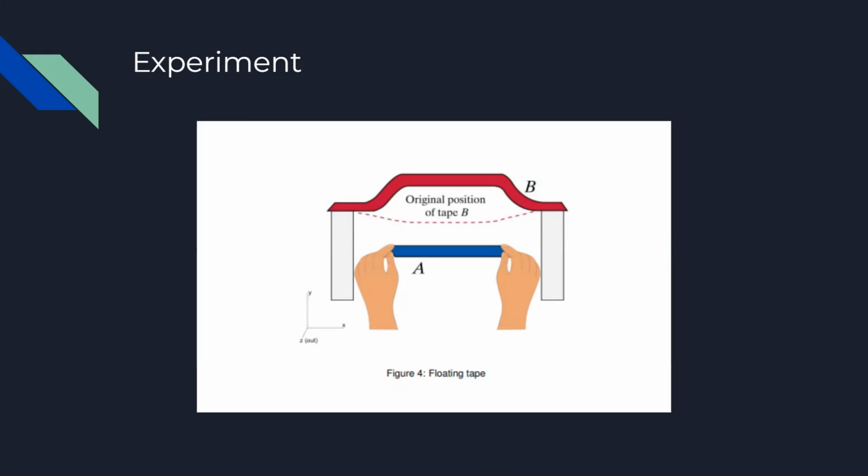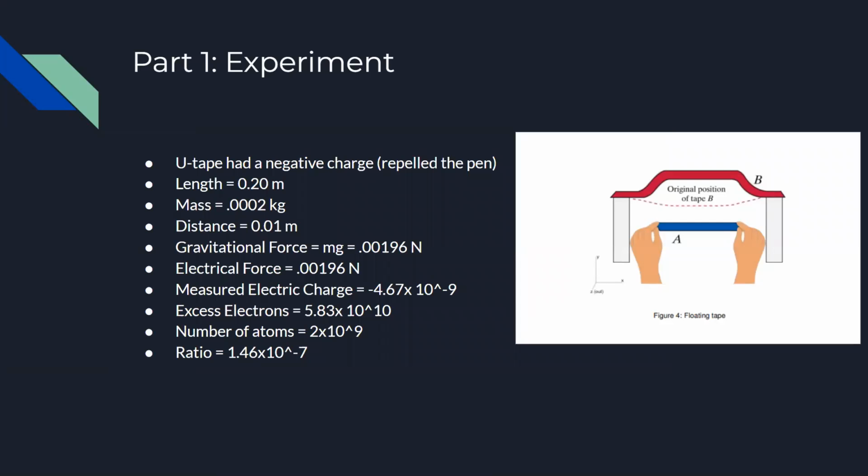So in our experiment, we have tape B positioned on two blocks. And originally, the initial condition is that the only force acting on B is the force of gravity, and that acts downward. And then what you have to do as you start the experiment is move tape A closer and closer to B. And eventually, as you see in the picture, it'll lift up. And at that exact distance where B lifts up is what you're interested in, because at that point, the force of gravity is equal to the electrical force.